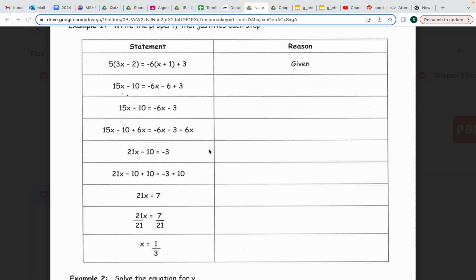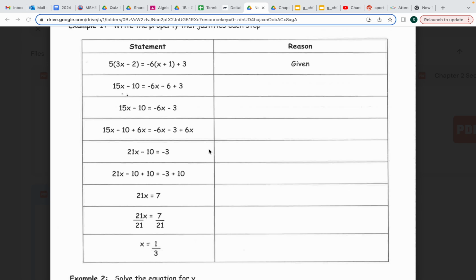All right. After it distributes, it has this -6 plus 3, and then it just goes to -3. This is just going to be simplifying. I know it's adding these together, but since they're on the same side, you just put simplify.